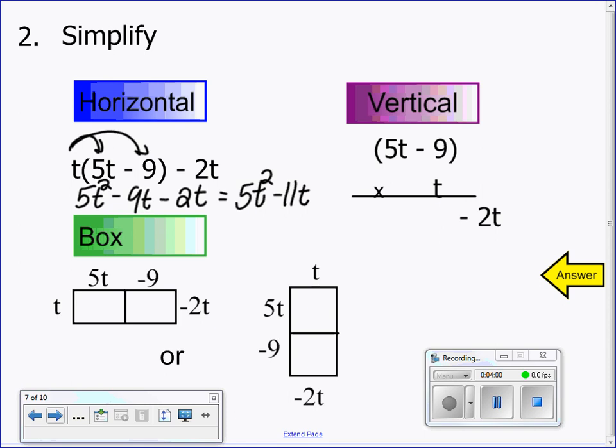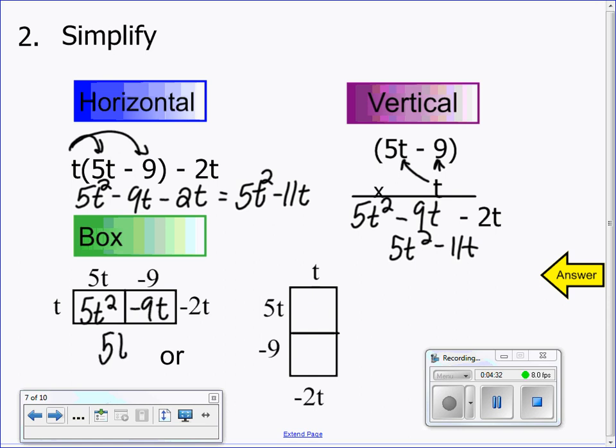If we were going to use the vertical method, again, you do the same thing. So t times 9 would be 9t. T times 5t would be 5t squared. And then you combine your like terms to give you 5t squared minus 11t. If you're using the box method, same principle applies. T times 5t is 5t squared, minus 9t. And then you can combine your like terms at the end. So 5t squared minus 11t. And again, you can do the same thing by lining it up vertically.